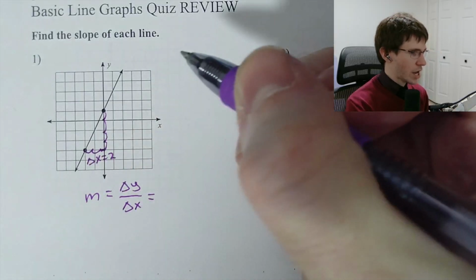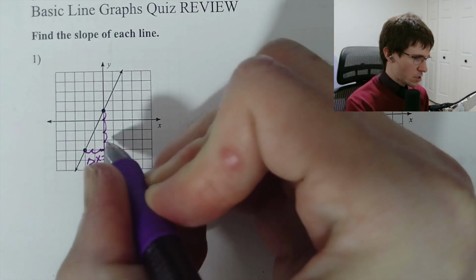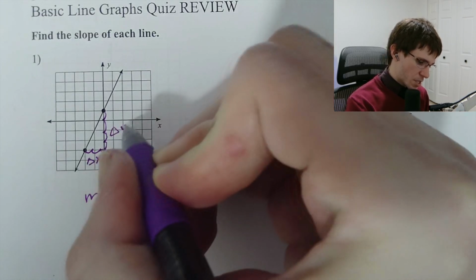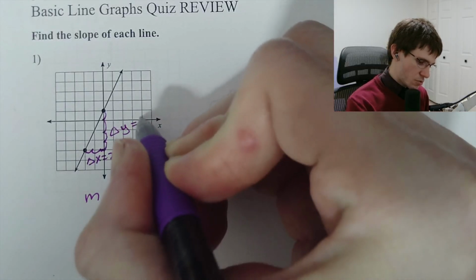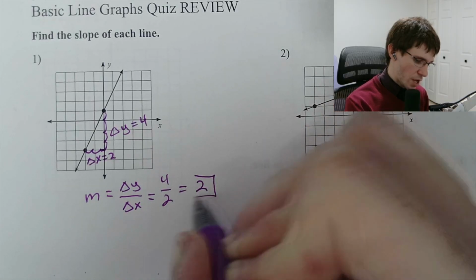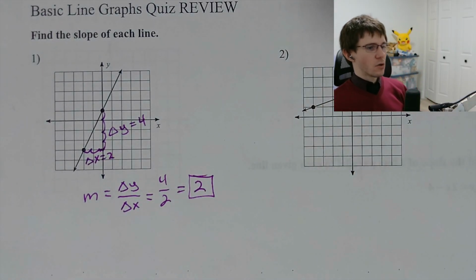Did I count that right? 1, 2, 3, 4. It's hard to see with this camera. All right, so that means that delta y is going to be equal to 4. So we have 4 divided by 2, which is equal to 2. And that is the entire question.